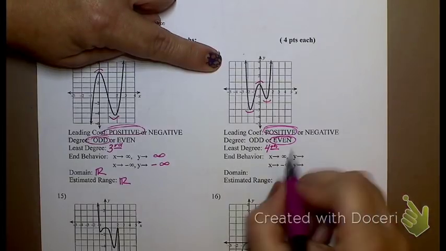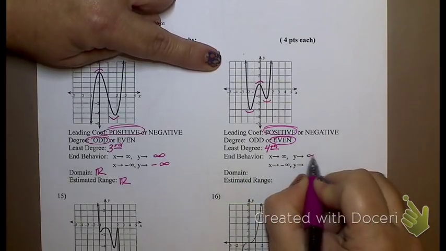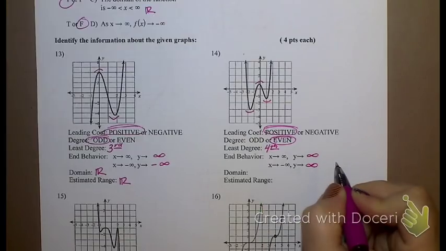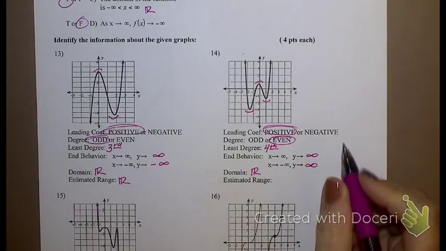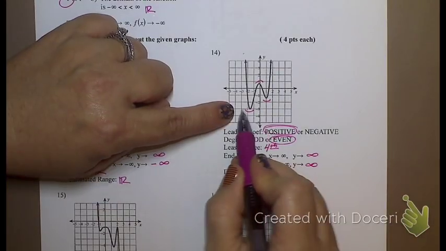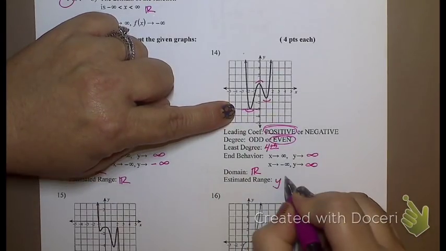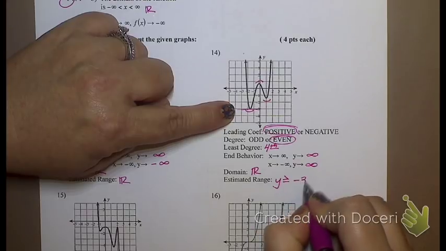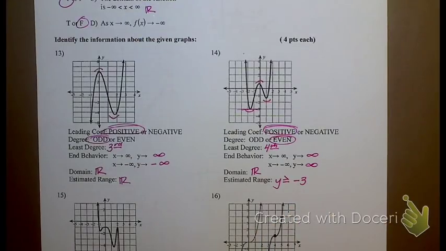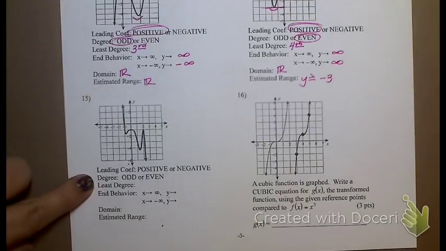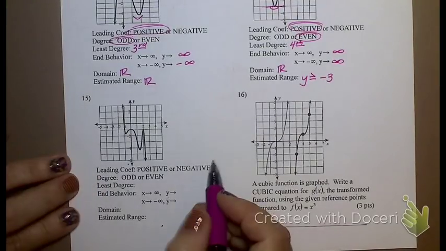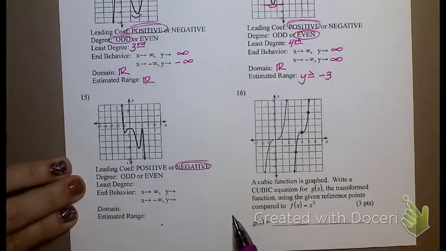Those don't work. End behavior. Both ends are going up. What's my domain? All real numbers. And what is my estimated range? Y is greater than or equal to -3 because everything is above -3. We good? All right. Leading coefficient, positive or negative? Negative. How do I know?